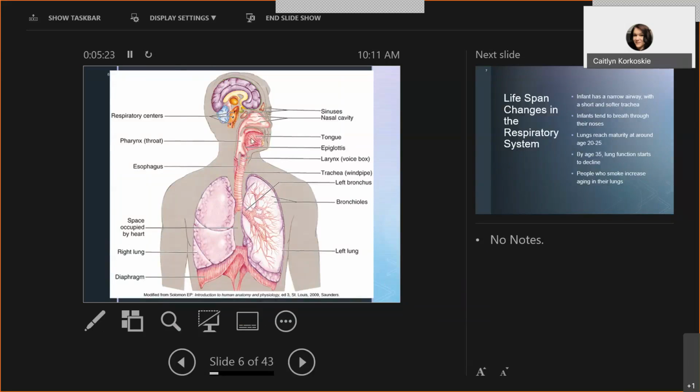So your nose and throat actually do connect together. Sometimes, have you ever done one of those neti pots to clear out your nose before? No, I'm too scared.